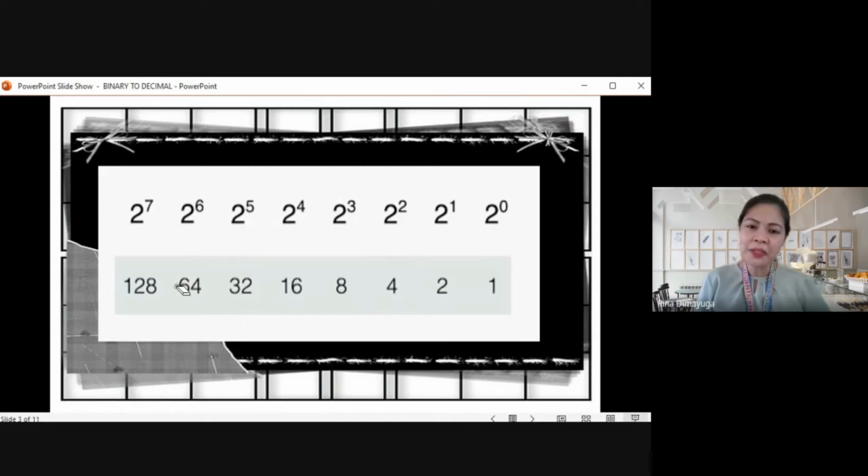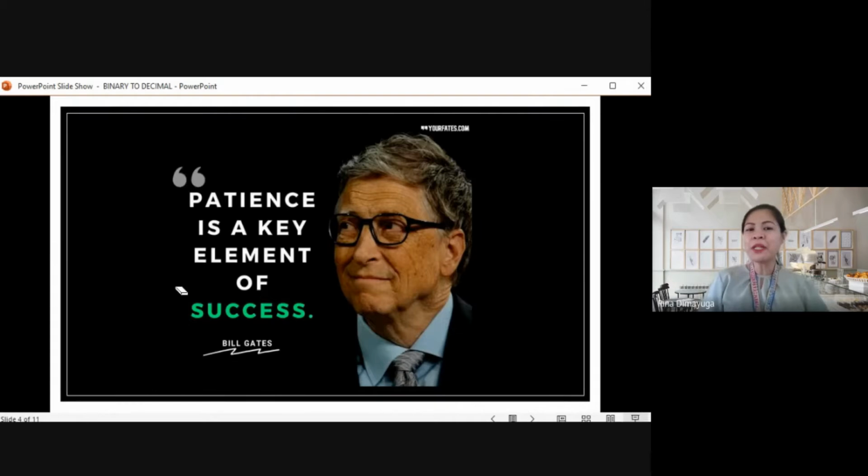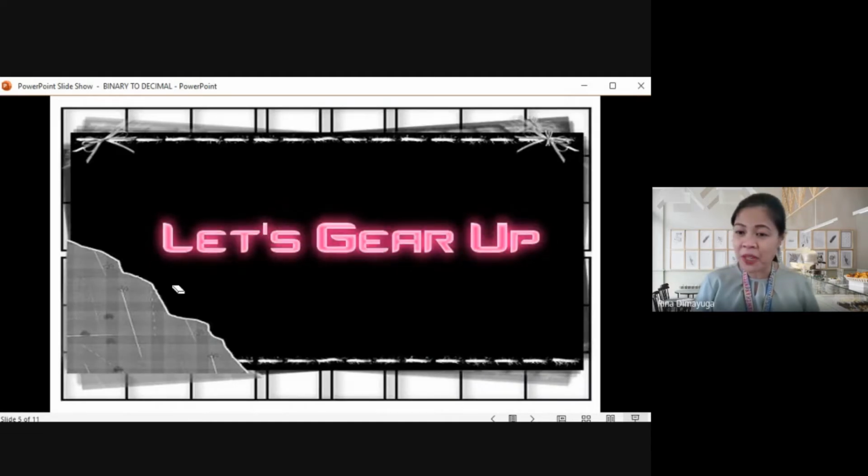Let us continue. According to Bill Gates, patience is a key element of success. So bear with me, class, as we understand our topic for today. Let's gear up if you are ready.